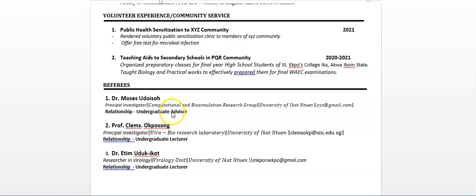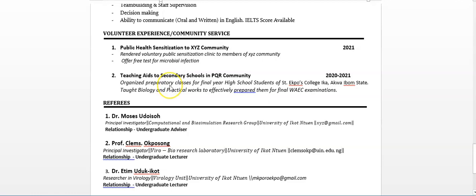If you're able to put up your CV in these 10 parts, I tell you, you'd have a very strong CV that is competitive and irresistible for any graduate school application. Go there now and start using this format for your strong CV.